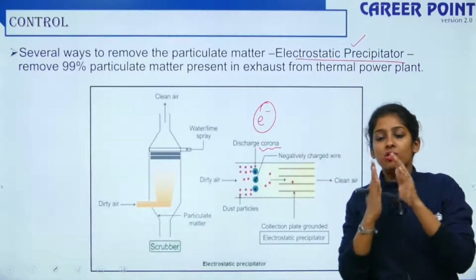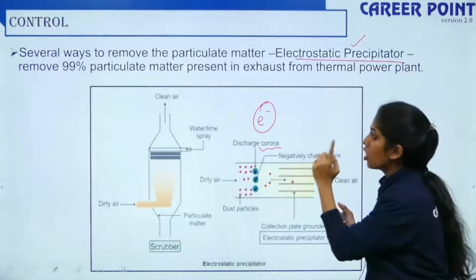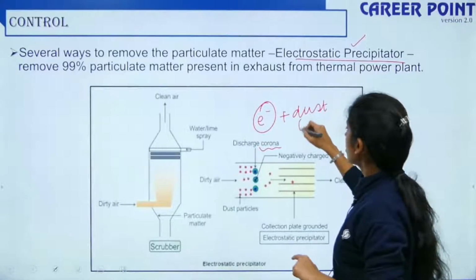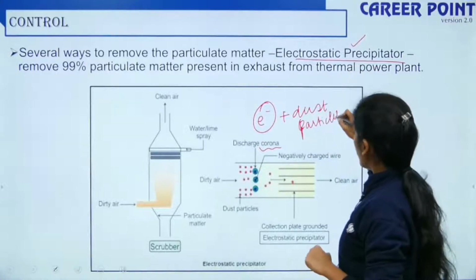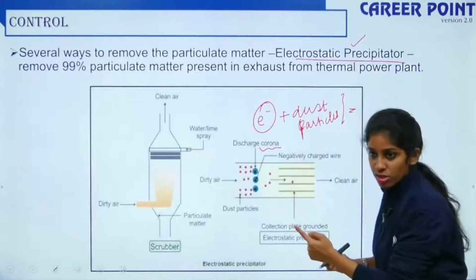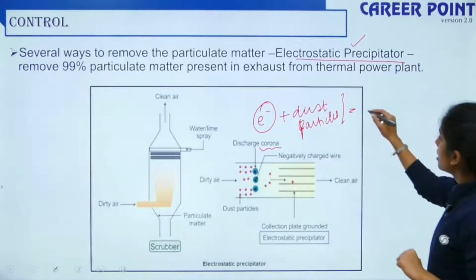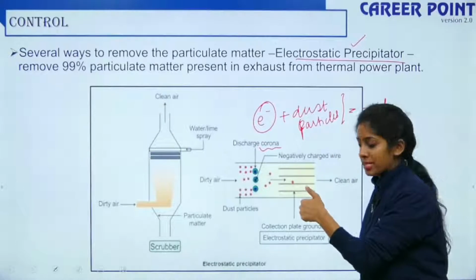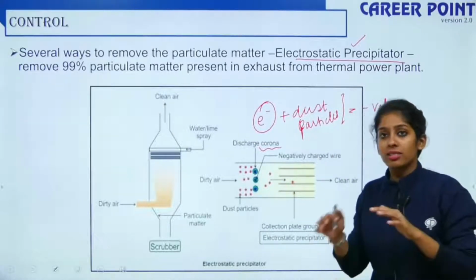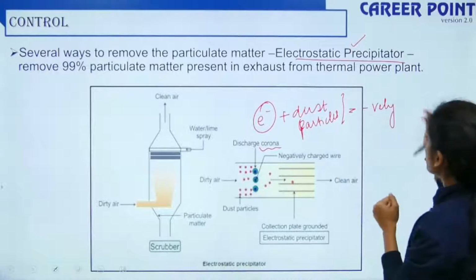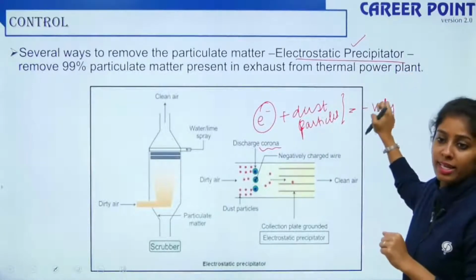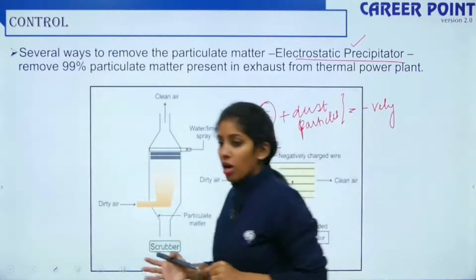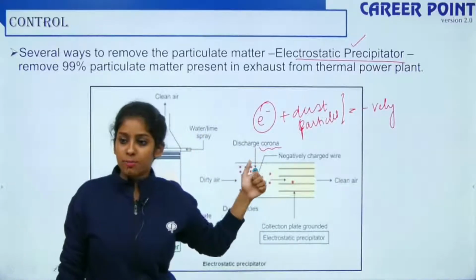So these electrons attach to the dust particles. Now when the electrons released by your electrodes attach with the dust particles, they become negatively charged. Okay, so in this electrostatic precipitator, you have a collection plate that is grounded. This collection plate attracts charged particles. Here the dust particle is charged, so it attracts the dust particle, in a way cleansing your air. Alright, so you understood how an electrostatic precipitator works.